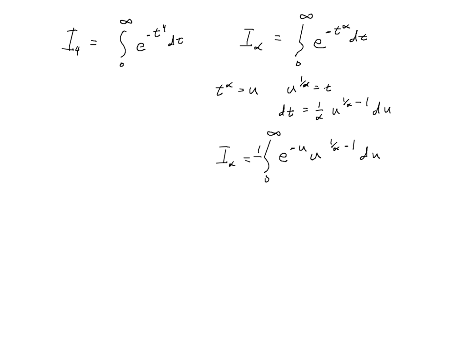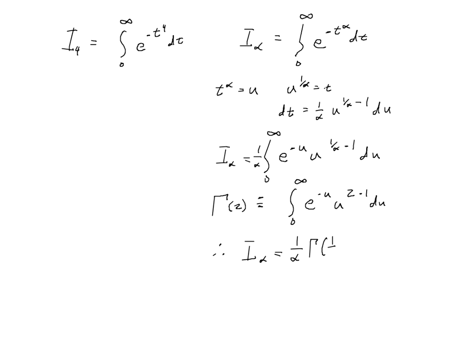And this is all going to be multiplied by 1 over alpha from the du term. Now, if I look at this equation in my book, then I know that I can compare that to the gamma function. And the gamma function, by definition, is the integral from 0 to infinity of e to the minus u u to the z minus 1 du. And so therefore, I could say that my I of alpha is just equal to 1 over alpha times the gamma function of 1 over alpha.